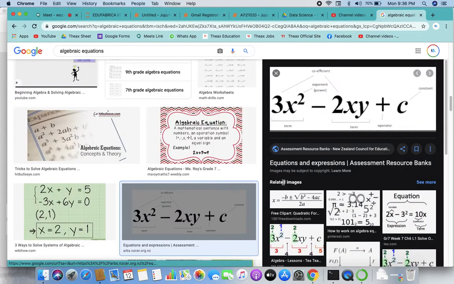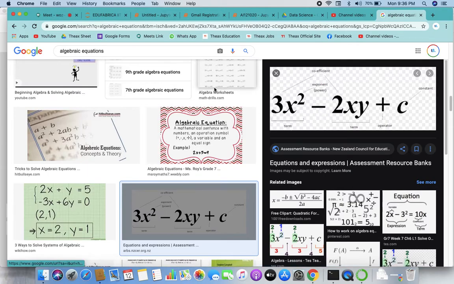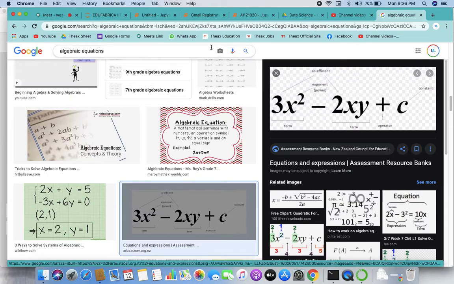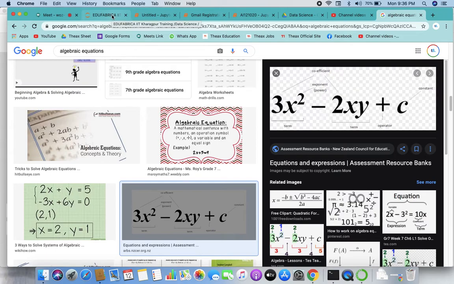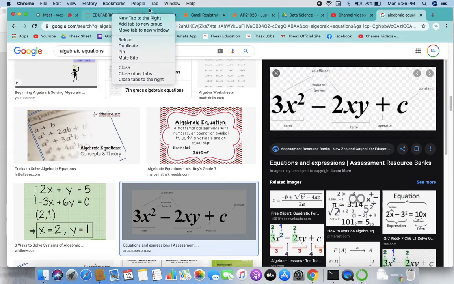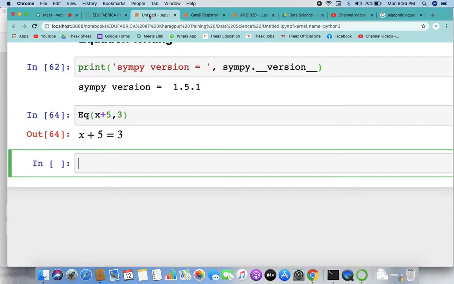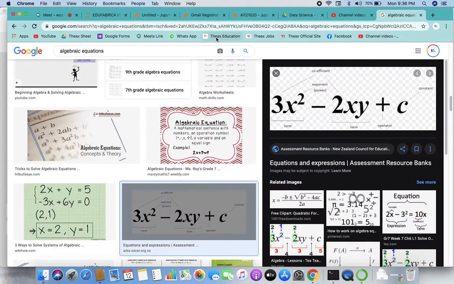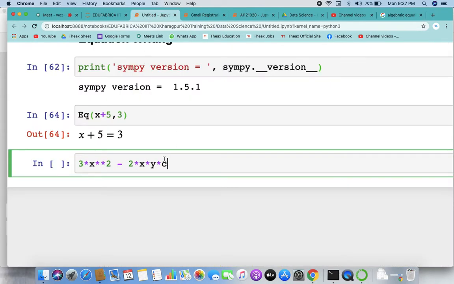3x squared minus 2xy plus c. Oh, it is not a very hard equation even. 3x squared minus 2xy plus c.